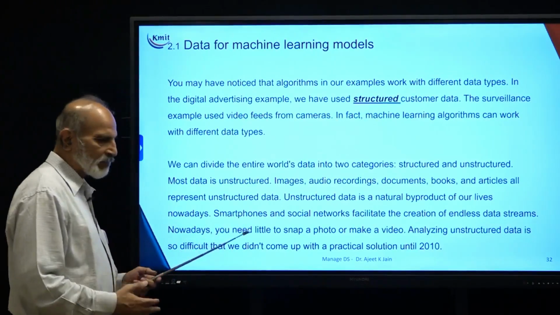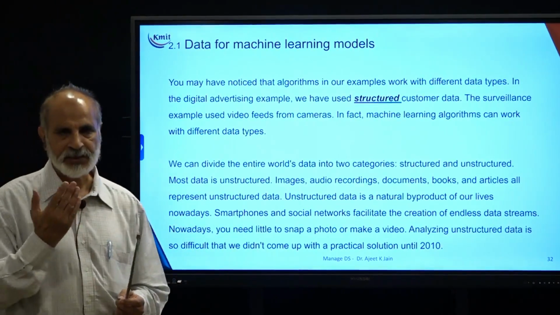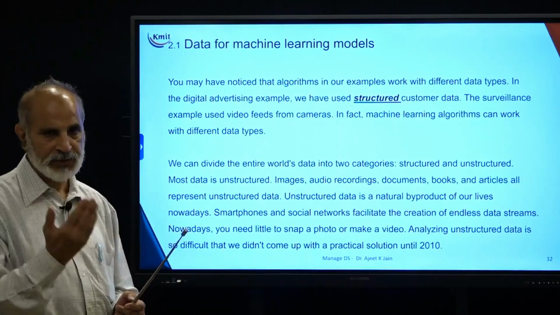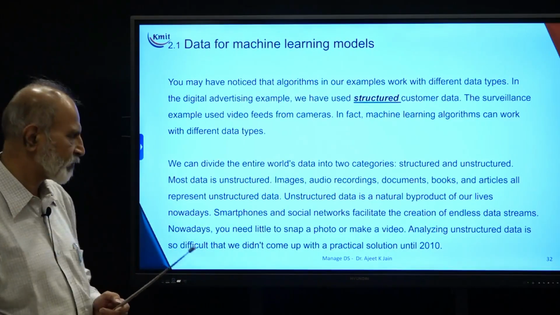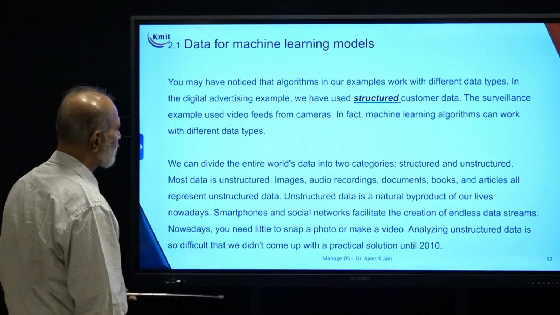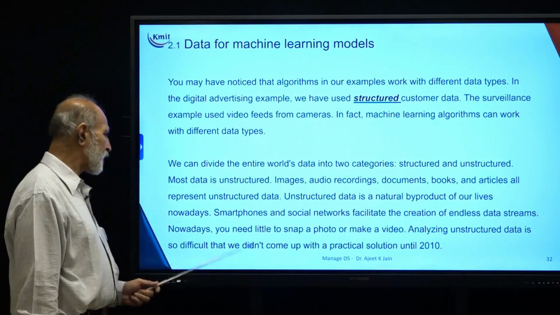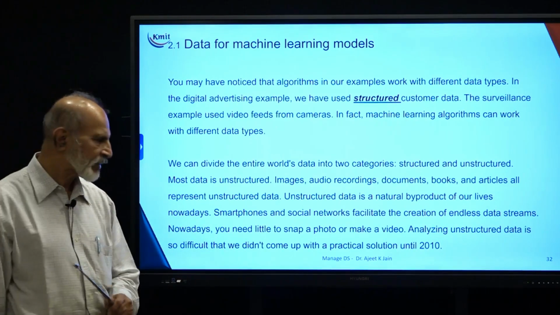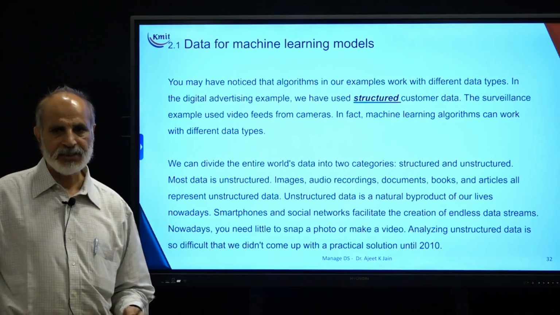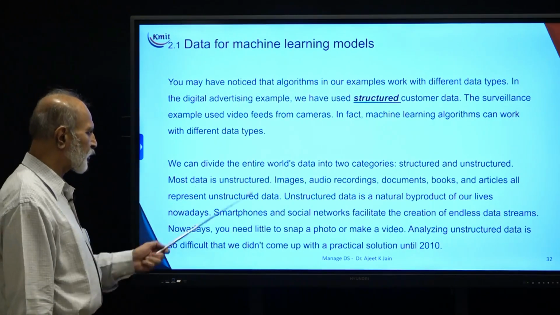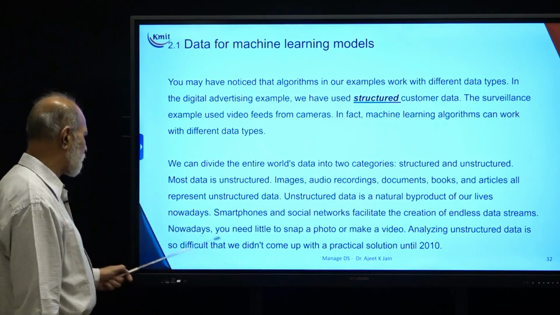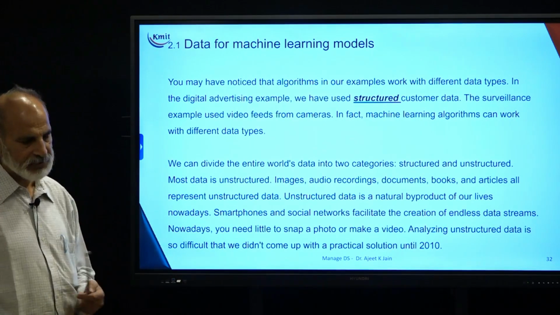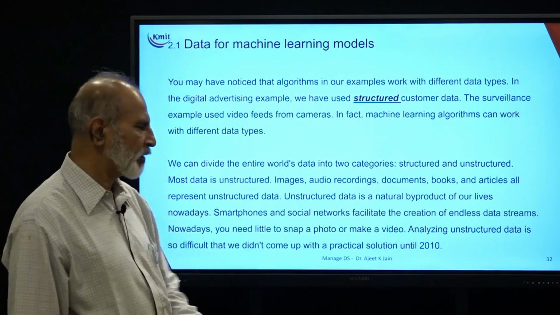Okay. So, for example, when I send you data like an attendance sheet, you have structured data like the name of the person, hall ticket number, and unstructured data like a photograph. Okay. So, we can divide the entire world's data into two categories: structured and unstructured. Most data is unstructured. The reason is we do not know what data type we are going to get. So, images, audio recordings, documents, books, articles will all be representing unstructured data. Okay. And the advantage of having unstructured data is the size is variable.